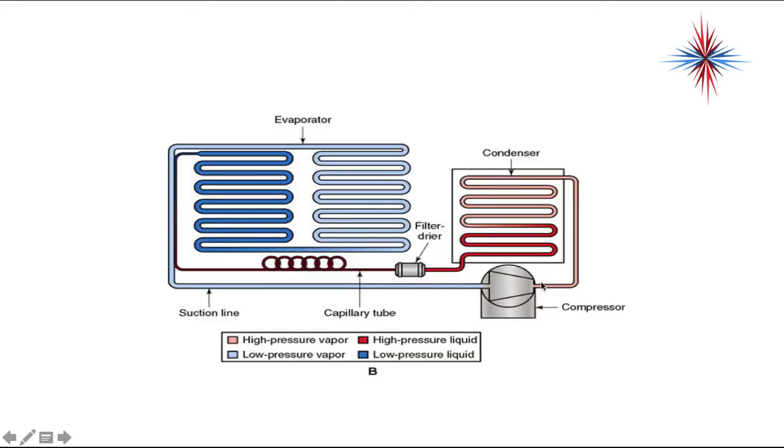So again, we have our condenser, we have a filter dryer, and coming out of the filter dryer, we have a cap tube. Since it has to be a long cap tube, it's been coiled a couple times, and then it goes into the evaporator. Okay, we have to have that filter dryer in there before a cap tube.